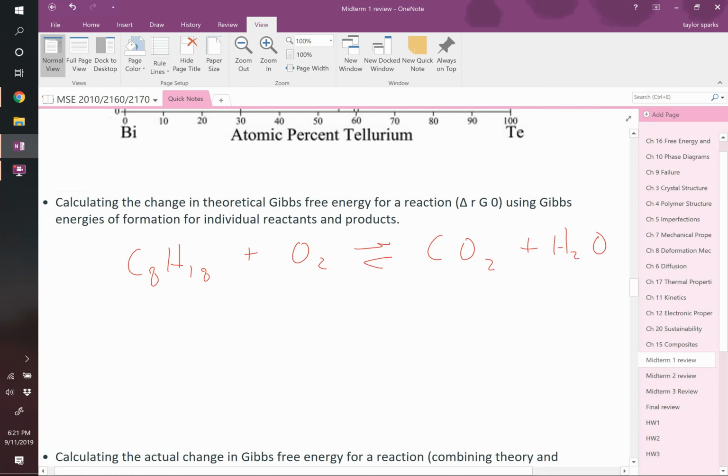And this is not balanced yet, so we need to balance it. Let's add 8 carbon dioxides. We need to have a total of 18 hydrogens. Let's try 9. Are we balanced? Let's add up the oxygens. We need to have 16 plus 9, which is 25. So we need to end up with 25 oxygens over here, so we need 12 and a half of those. 12.5. Is that right? That doesn't look right to me.